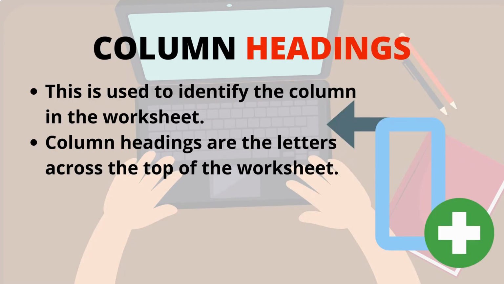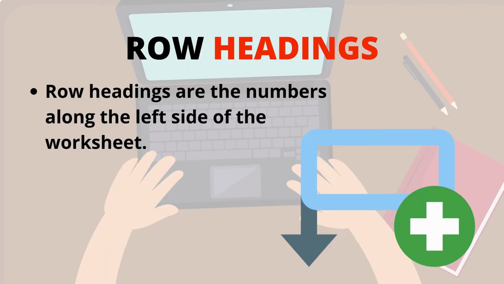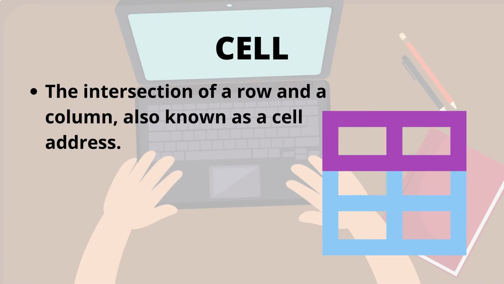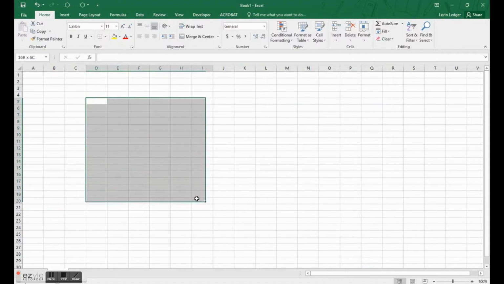Column headings. This is used to identify the column in the worksheet. Column headings are the letters across the top of the worksheet. Row headings are the numbers along the left side of the worksheet. Cell. The intersection of a row and a column, also known as cell address. If you wish to perform a function on a group of cells, you must first select those cells by highlighting them.